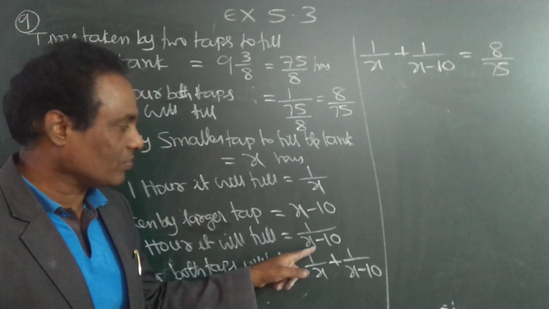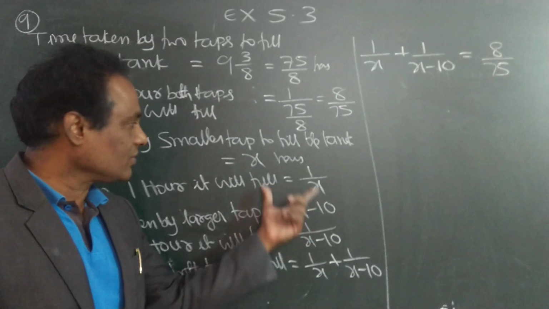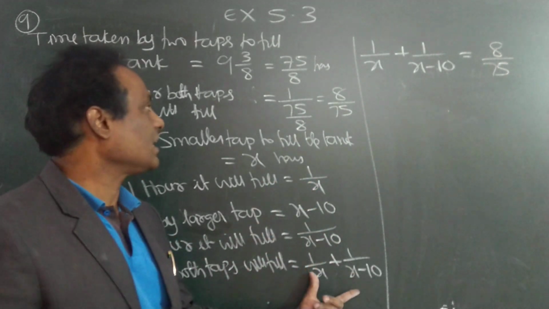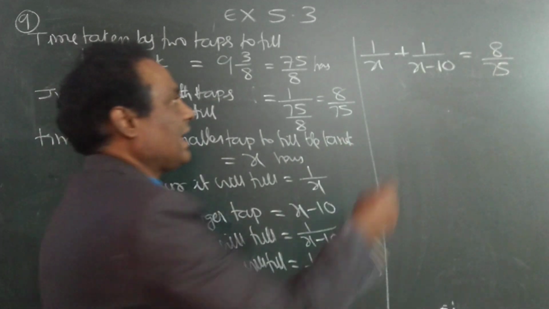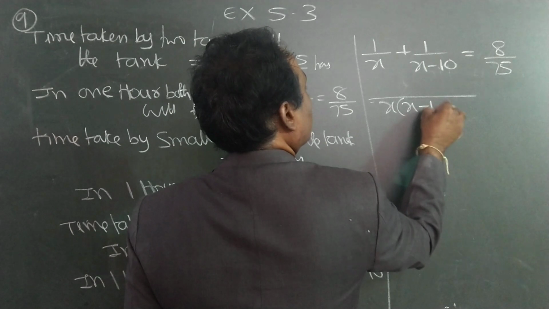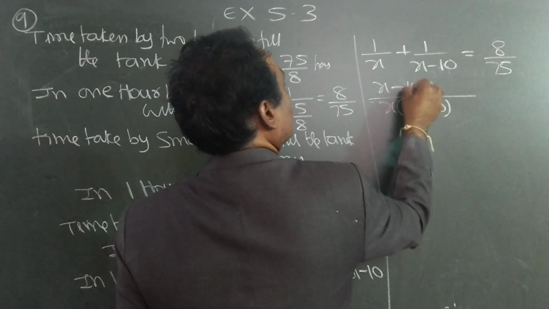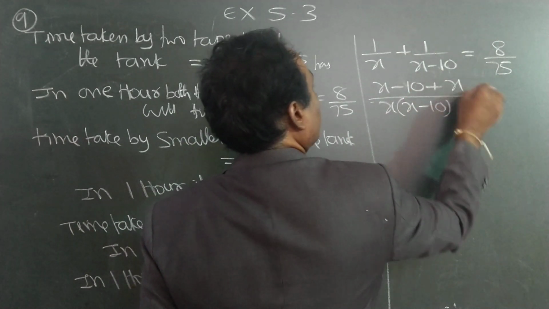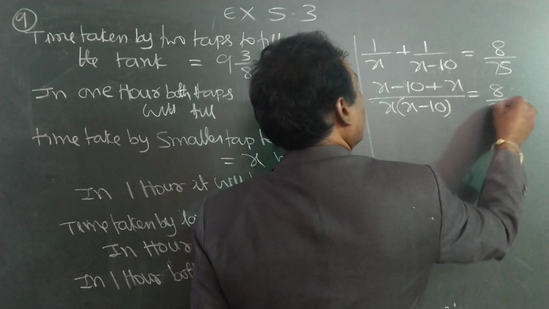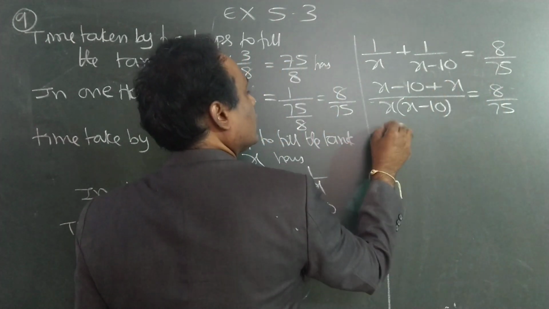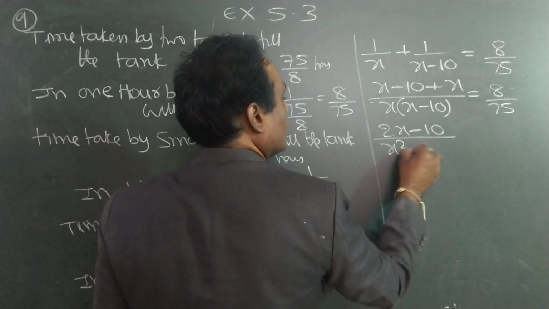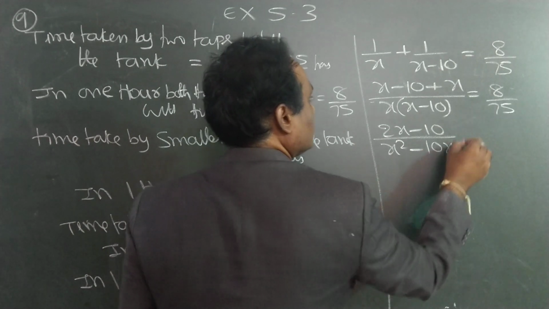Less means x minus 10. In 1 hour, this much. If both taps are open, this plus this. Both are open, so we have to add this plus this. But it is equal to this. LCM: x into x minus 10. So x minus 10 plus x, that is equal to 8 by 75. So 2x minus 10 by x into x square minus 10x.